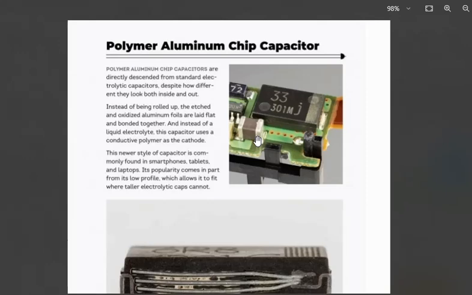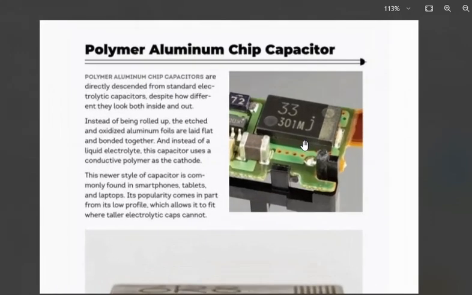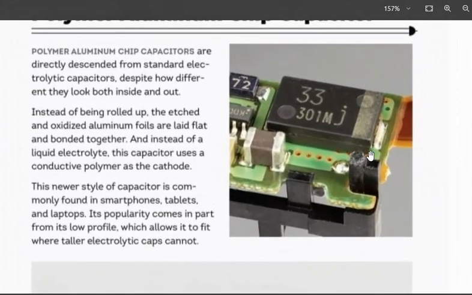A conductive polymer is used as a cathode, replacing the liquid electrolyte found in traditional capacitors. This design allows PACCs to be smaller and thinner than traditional electrolytic capacitors. And if I talk about where we can find these capacitors, we can find them in smartphones, tablets, and also in laptops. Their small size and high performance make them ideal for devices where space is limited.